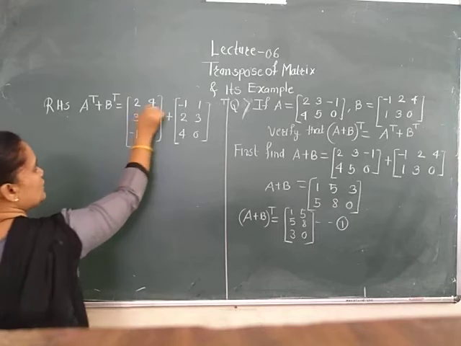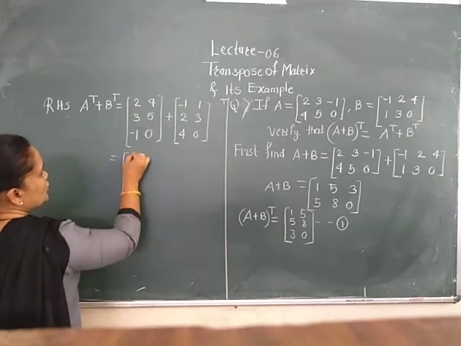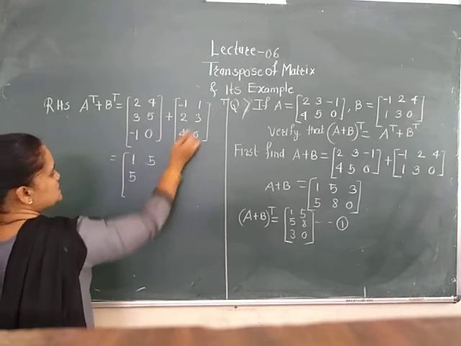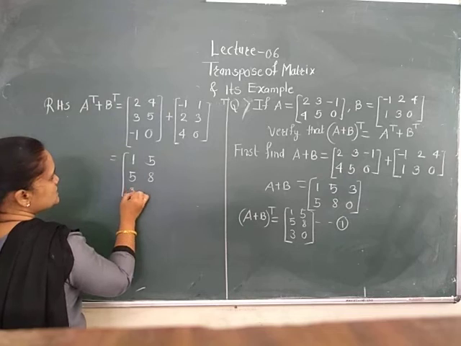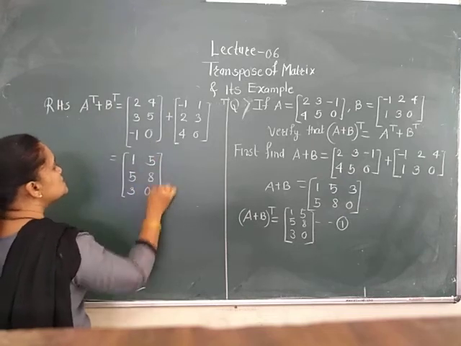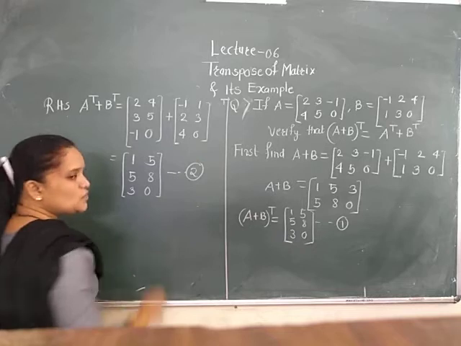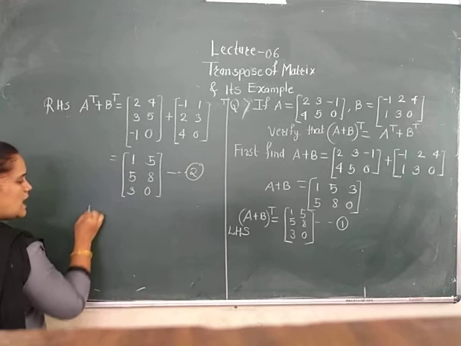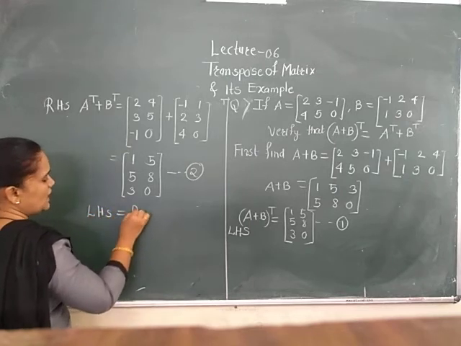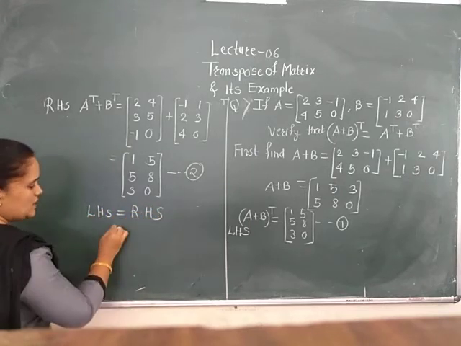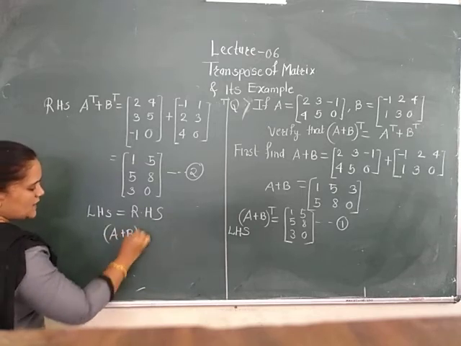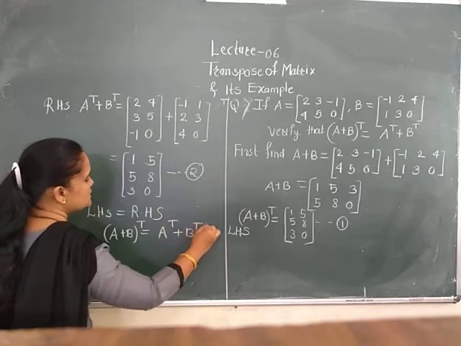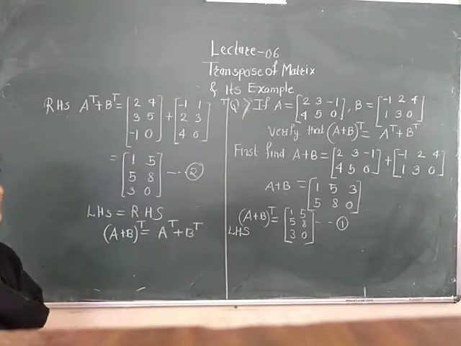So if we add, what will happen? 2 minus 1 is 1, 4 plus 1 is 5, 3 plus 2 is 5, 5 plus 3 is 8, 4 minus 1 is 3, and 0 plus 0 is 0. Give it equation number 2. This is LHS. So LHS is equal to RHS. And therefore, we have verified that (A plus B) transpose is equal to A transpose plus B transpose. So this is proved.